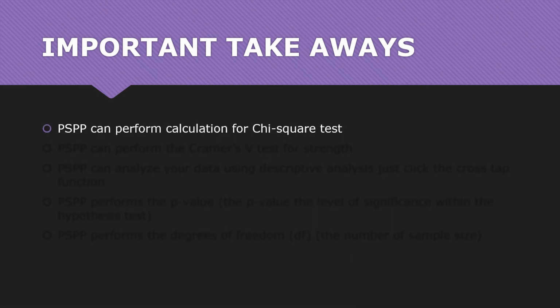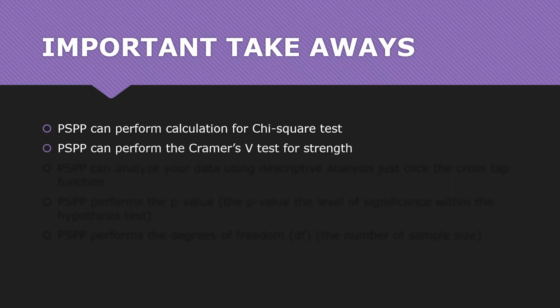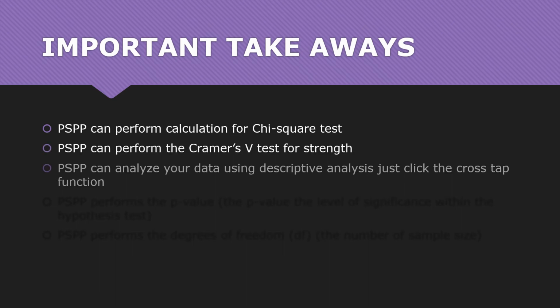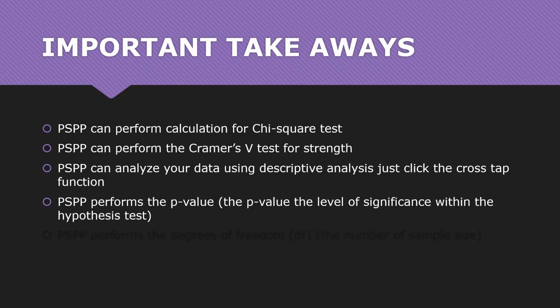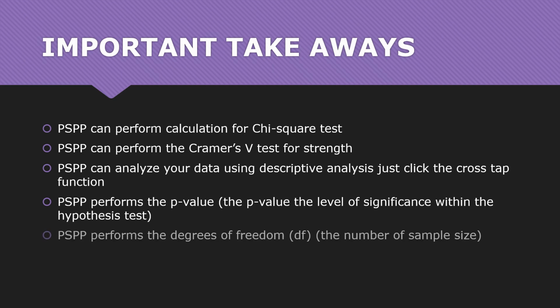Important takeaways. PSPP can perform calculations for chi-square tests. PSPP can perform Cramer's V test for strength. PSPP can analyze your data using descriptive analysis. Just click the crosstabs function. PSPP performs the p-value, the level of significance within the hypothesis test. PSPP performs the degrees of freedom and the sample size.